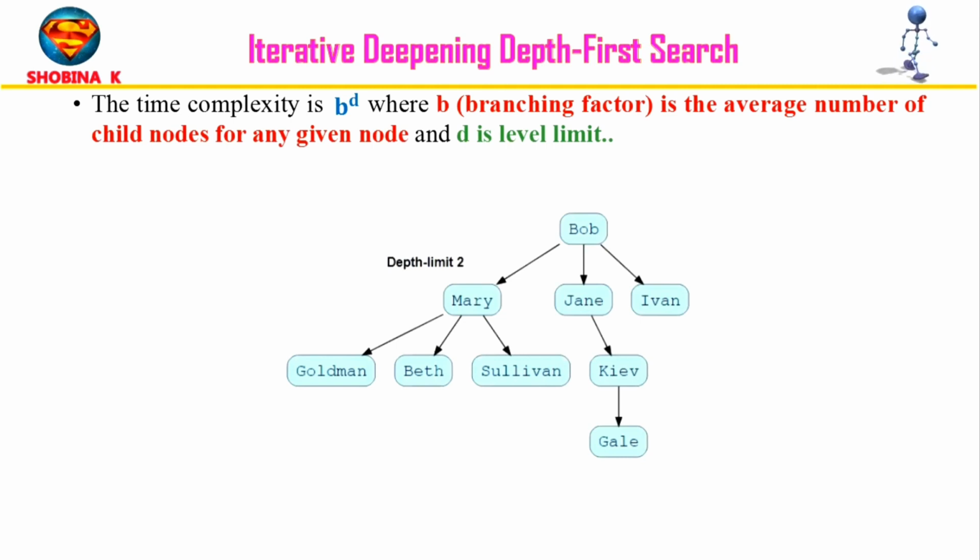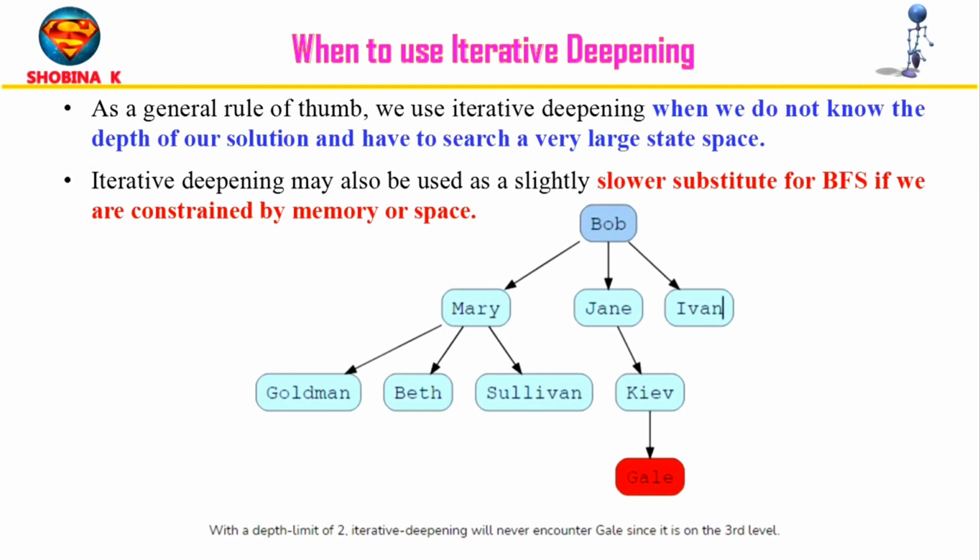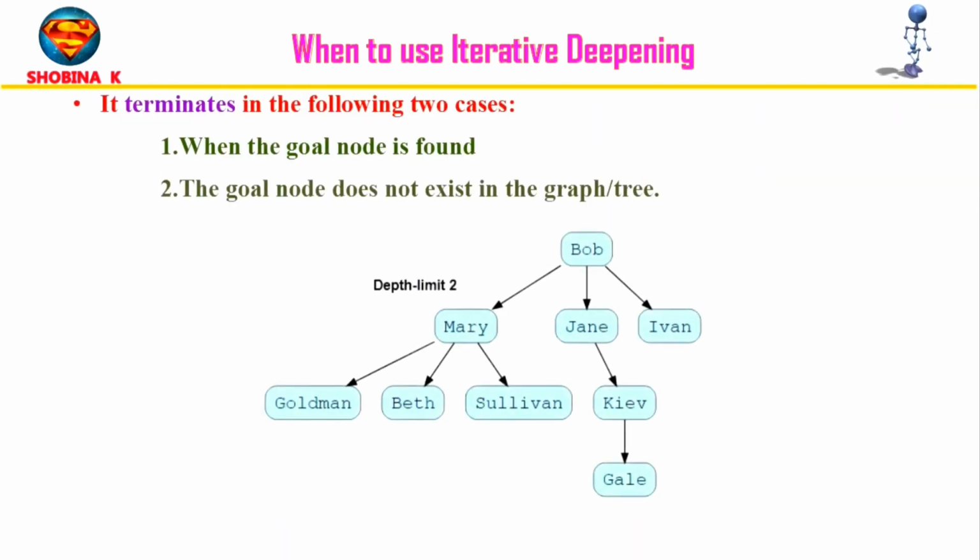And this summation will result in the time complexity, that is b to the power d. And we use this algorithm when we do not know the depth of our solution, and also when we have to search for a very large state space. This algorithm is also used as a slightly slower substitute for BFS if we are constrained by memory or space. This algorithm terminates in the following two cases.